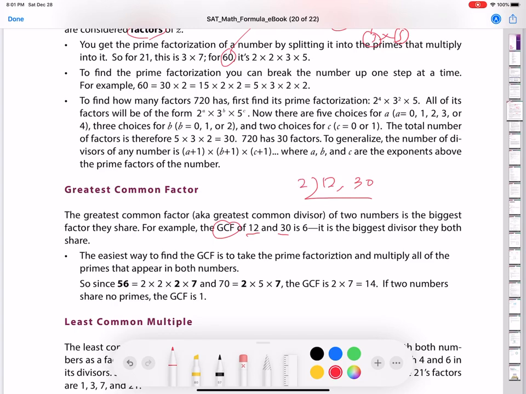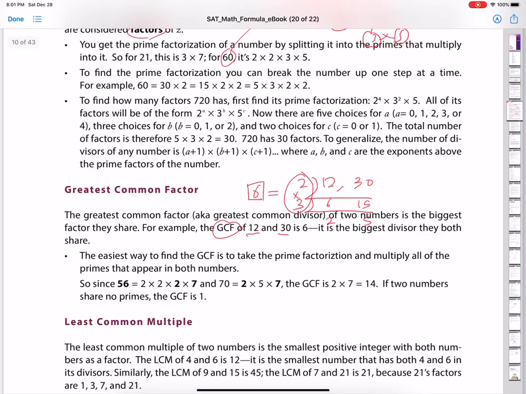I think 2 times 6, and 2 times 15, right? Then what is the next common prime factor of these numbers? 3 times 2, 3 times 5. We have no more, right? Then multiply all these common prime factors of those two numbers, which is 6. So 6 is the GCF, greatest common factor.